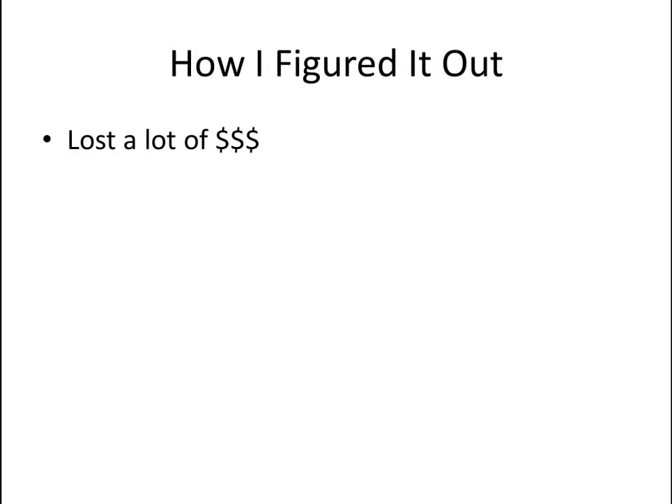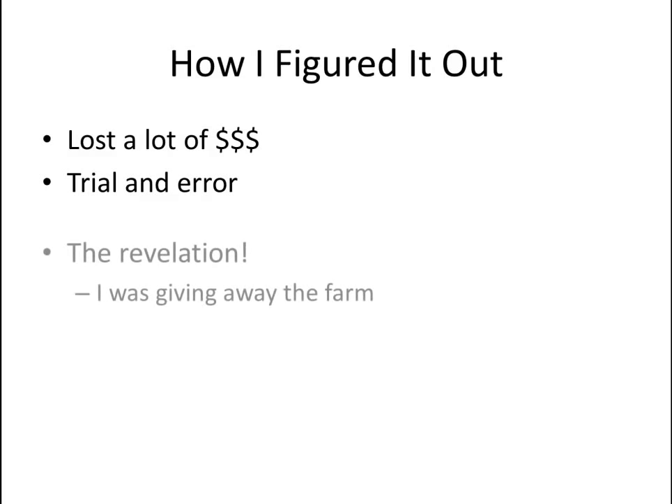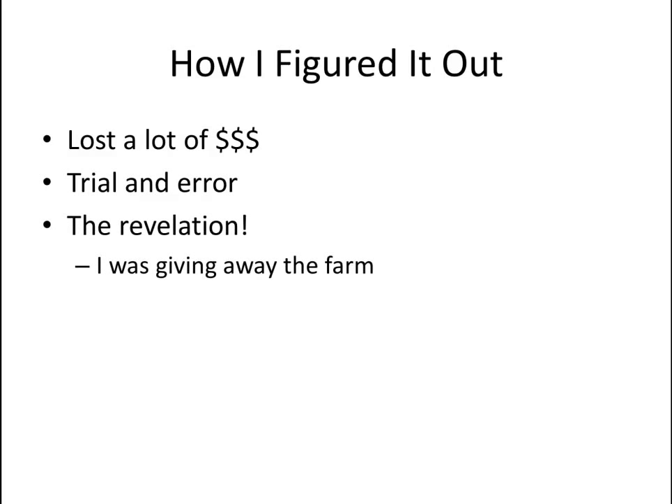So this is how I figured out basically the system that I'm going to show you. I lost a lot of money. It was a lot of trial and error. I've probably run about 6 Groupons deal sites since I've started, and I think I finally got the revelation down. And again, the revelation is I was giving away the farm. You don't want to give a premium service away on a deal site like Groupon, and I'll show you exactly how to structure these things a little bit later.